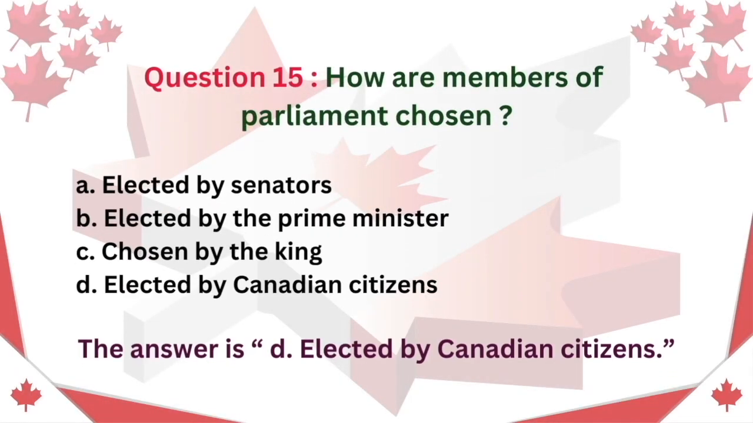Question 15. How are members of Parliament chosen? A. Elected by senators. B. Elected by the Prime Minister. C. Chosen by the King. D. Elected by Canadian citizens. The answer is D. Elected by Canadian citizens.